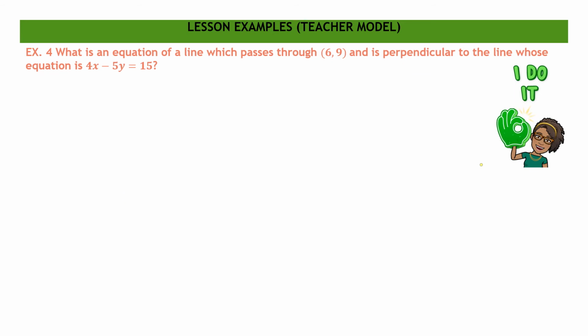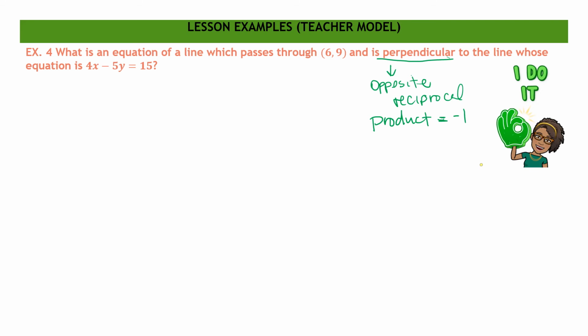All right, so let's take a look at this last equation example for perpendicular lines. It says here, what is an equation of a line which passes through point (6, 9) and is perpendicular to the line whose equation is 4x minus 5y equals 15. Perpendicular means we have the opposite reciprocal, so the product of the slopes of the two perpendicular lines has to equal -1.